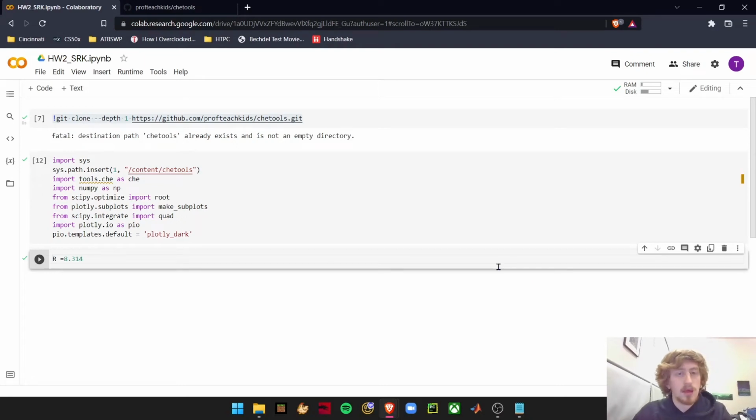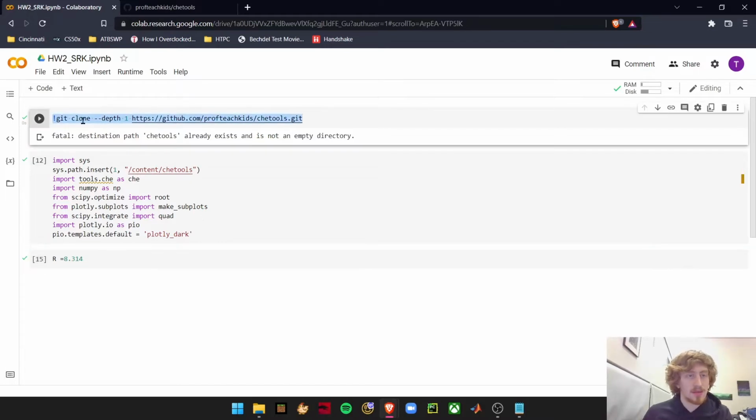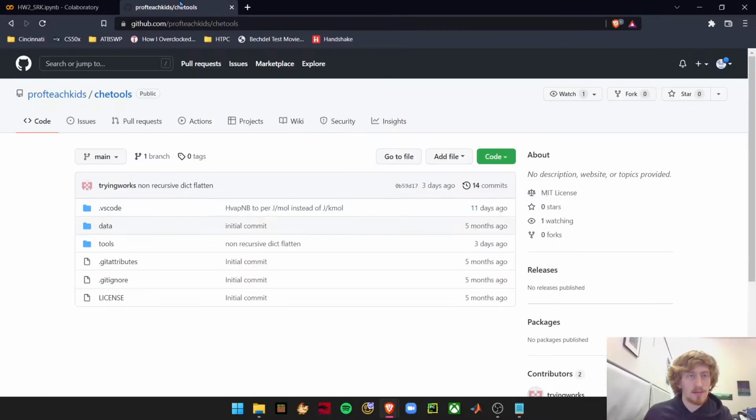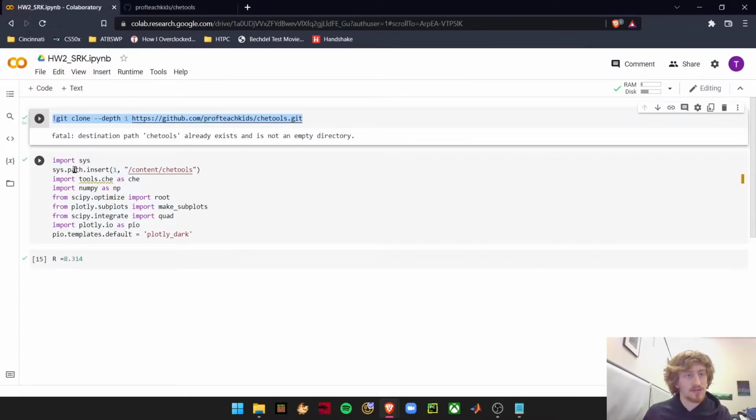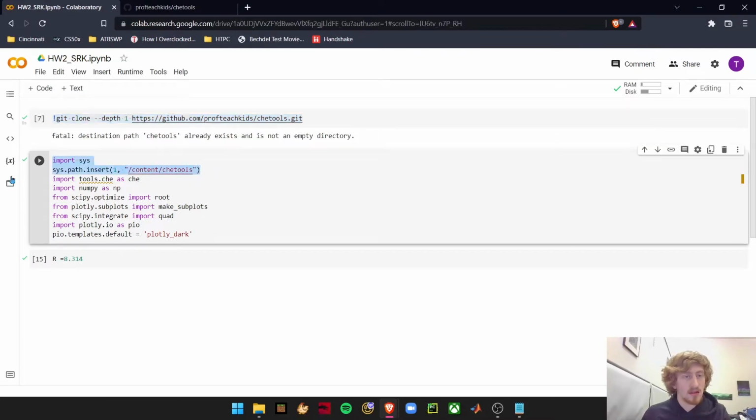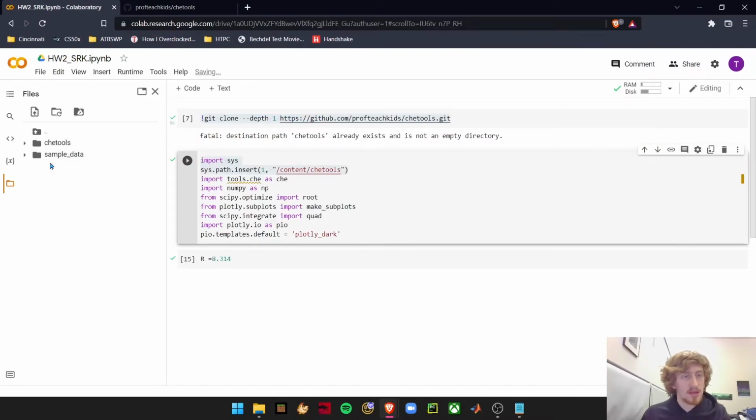So today we're going to be looking at how we can use the SRK equation of state to plot some isotherms for water. First off, I already did some of the housekeeping things. Here we're just bringing in this GitHub repository with some data and some tools to use with a bunch of substances, namely water in this case. Here we're just telling the coding environment that we want to search in this file path for our tools.